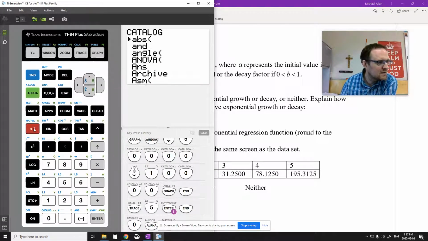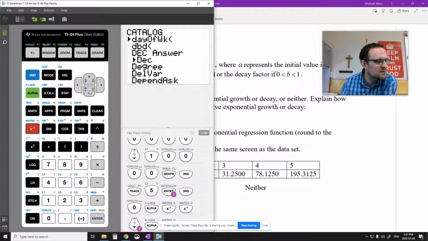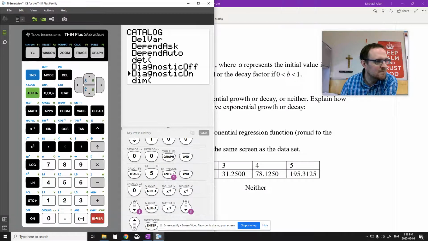So you can just scroll down, but you can also go alpha D as well, I believe. Yeah, there we go. Alpha D. It goes down to the Ds for you. We want to go to diagnostics. So I'm going to turn that on. So diagnostics on and off. I want to make sure that's on. Hit enter. Hit enter again.